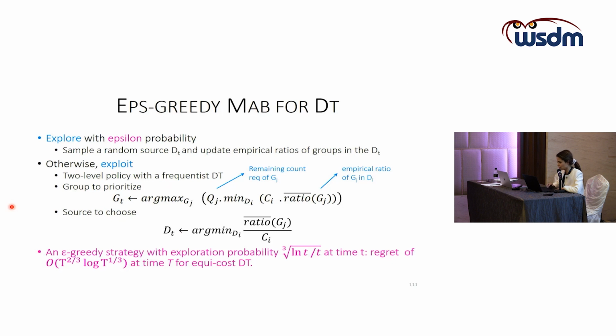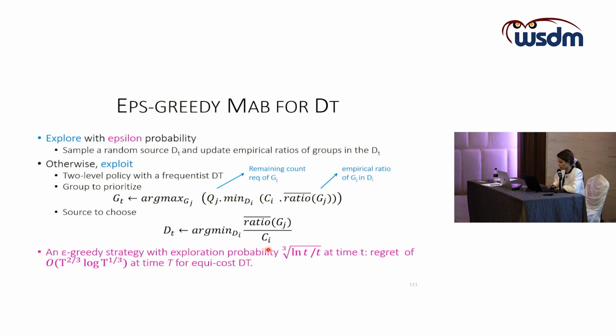So how does the DT planner perform during exploitation? We have a two-phase policy. In this case, we're trying to find a group that we want to focus on and prioritize. We prioritize the group for which the remaining count requirement is very large. So it means that I have a very long way to go to satisfy this group count requirement. And the group that is cheap, and the ratio of that group in its corresponding source is low. So we're going after, again, the rare groups and the groups for which a lot of the count requirements are remaining to be satisfied.